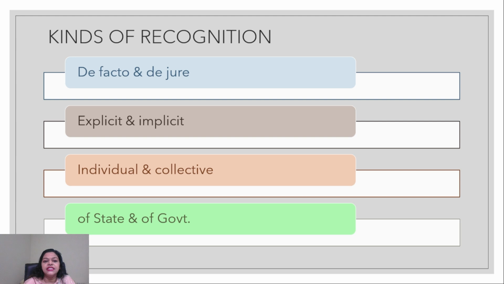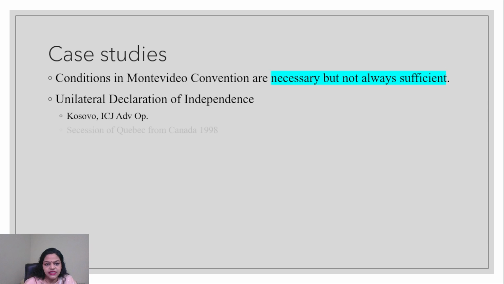So recognition in that sense is not necessarily a gift or a reward for a new state. It is mostly for political purposes also. So it's not necessarily a recognition of legality or legitimacy of that state, or legality or legitimacy of the government, but it may be purely for practical purposes, business related purposes, contractual purposes, and otherwise. So state recognition is categorized into, broadly speaking, these four kinds. Now let us talk about certain case studies.